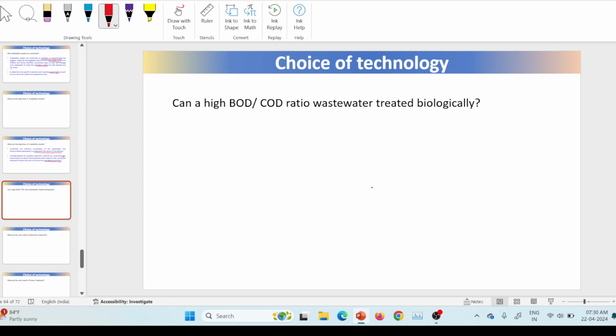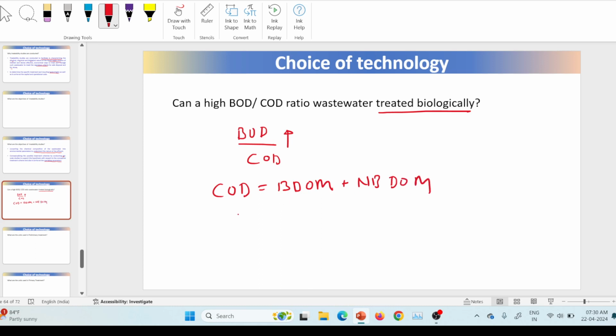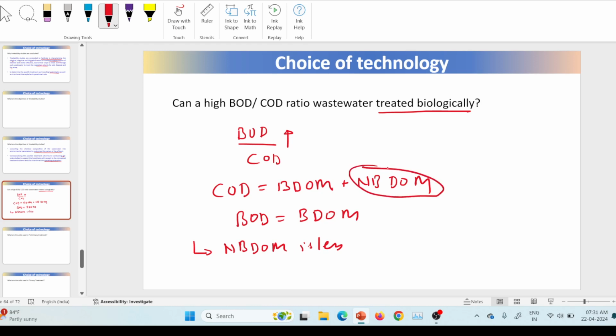Can a wastewater with a high BOD to COD ratio be treated biologically? Suppose we have a high BOD by COD ratio, can it be treated biologically? So we need to see what COD and BOD are. We have studied that COD is biodegradable organic matter plus non-biodegradable organic matter, and BOD is only biodegradable organic matter. So if the BOD by COD ratio is more, then we can say the non-biodegradable organic matter is less. If BOD is more, meaning biodegradable organic matter is more, so it can be treated biologically. Yes.